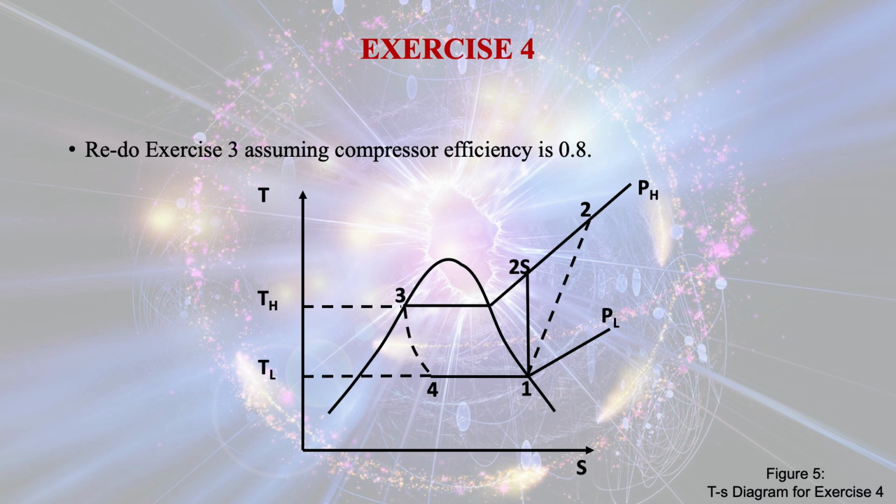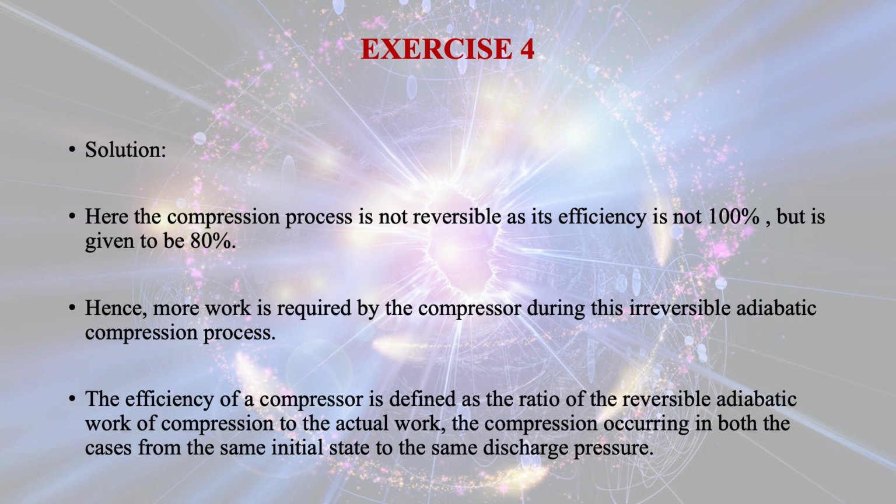So this is the TS diagram. Here the compression process is not reversible as its efficiency is not 100% but is given to be 80%. Hence, more work is required by the compressor during this irreversible adiabatic compression process. The efficiency of a compressor is defined as the ratio of the reversible adiabatic work of compression to the actual work, the compression occurring in both cases from the same initial state to the same discharge pressure.